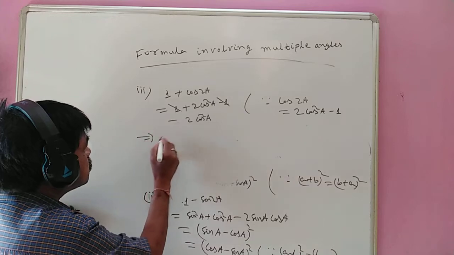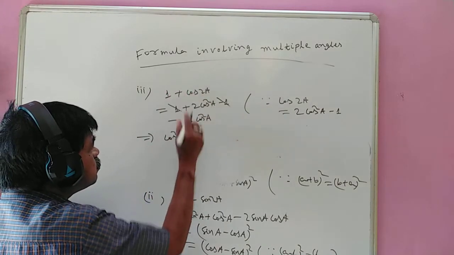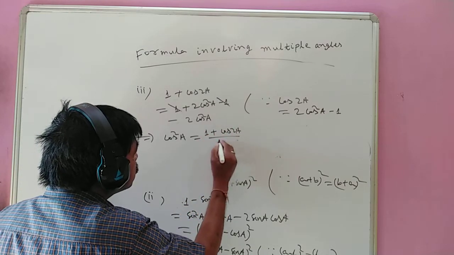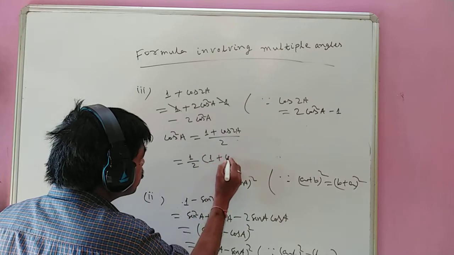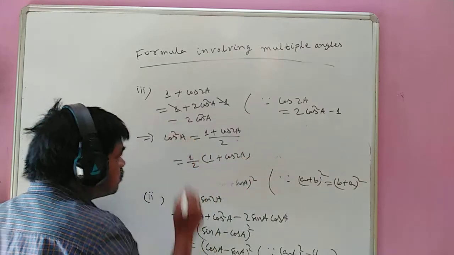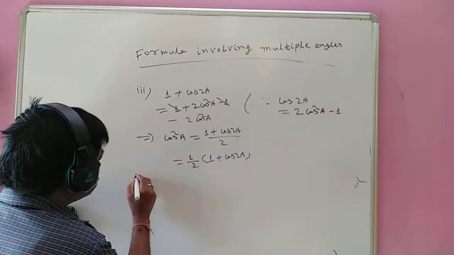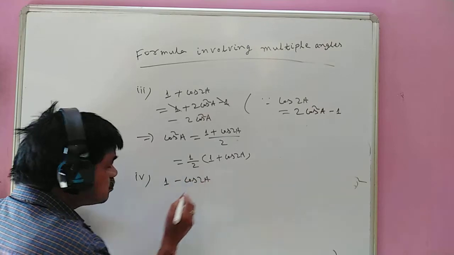So from this, what is your cos square? You divide by 2 on the left hand side, so the whole thing by 2, meaning you can write cos square a equal to 1 plus cos 2a by 2, or half into 1 plus cos 2a. So now the third formula is proved. Then come to the fourth bit. The fourth bit is 1 minus cos 2a. What is 1 minus cos 2a? It is 2 sin square.